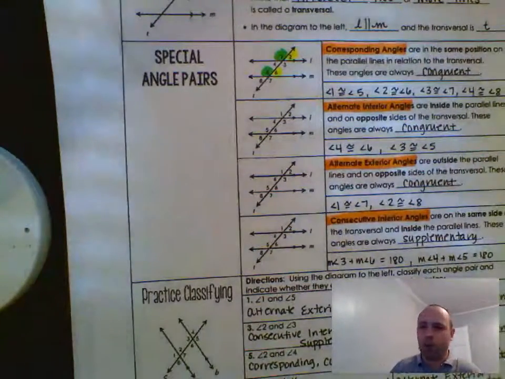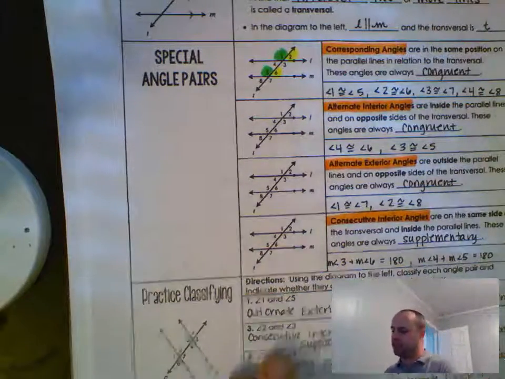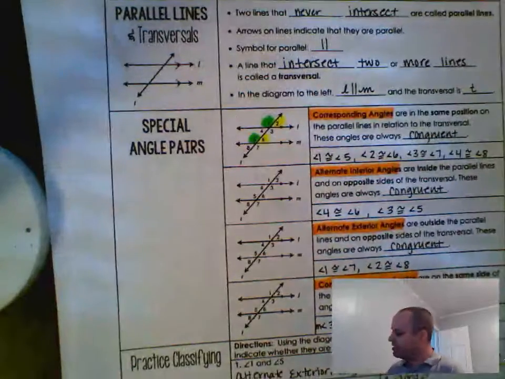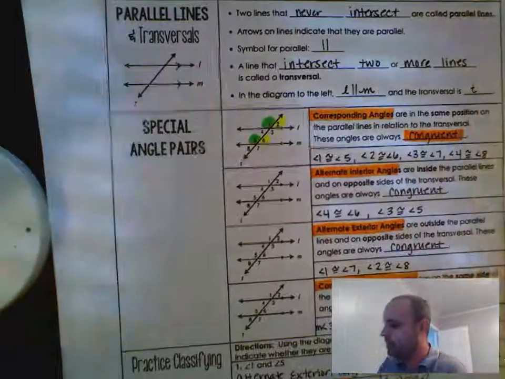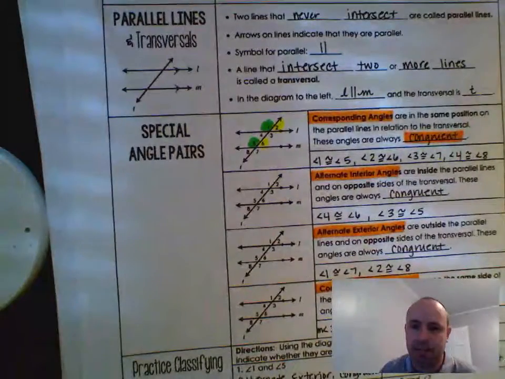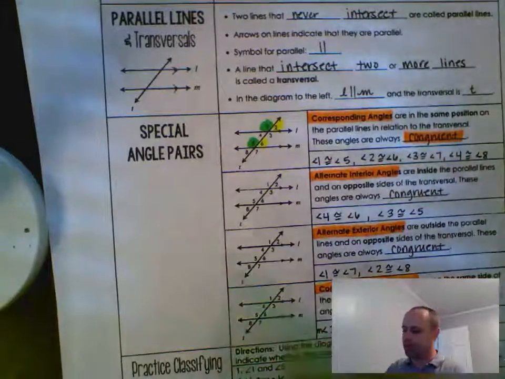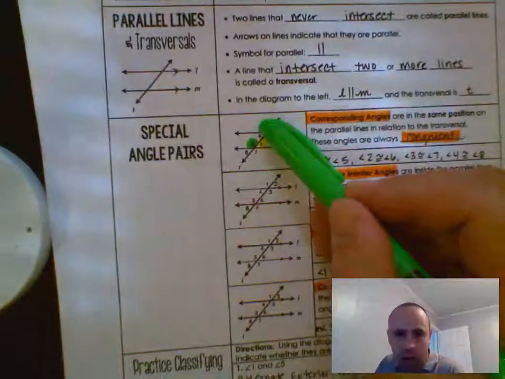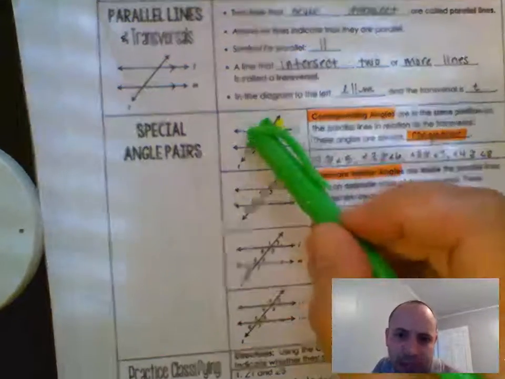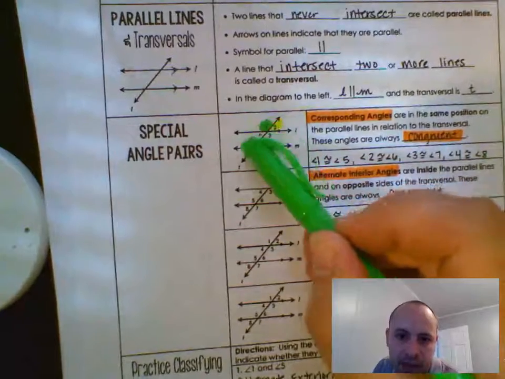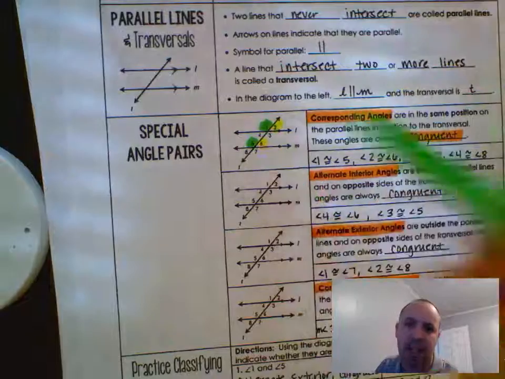Okay, corresponding angles are in the same position on the parallel lines in relation to the transversal. These angles are always congruent. So they're always the same opening, the same degree angle. So corresponding angles are congruent. What it means here is angle 1 and angle 5. Those are corresponding. They're in the same relationship. Like it's this part of the intersection and then the same opening, that part. So these are what we call corresponding angles.